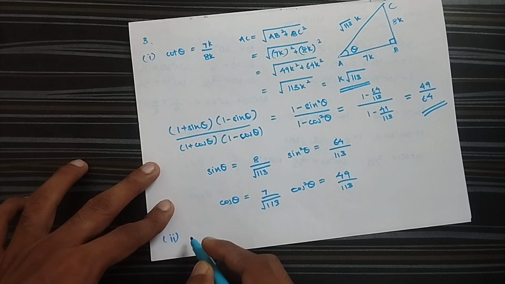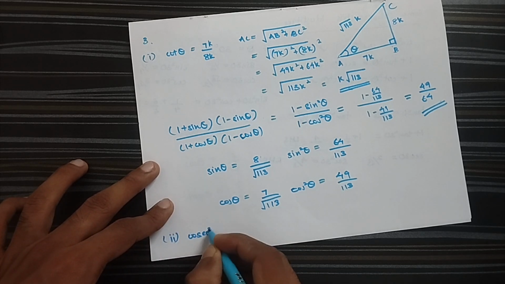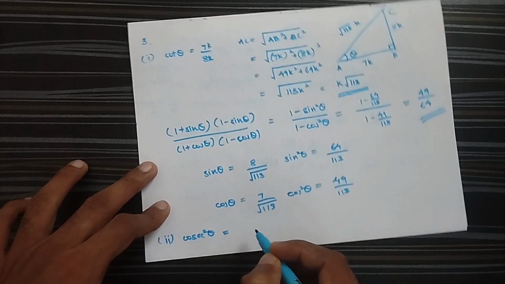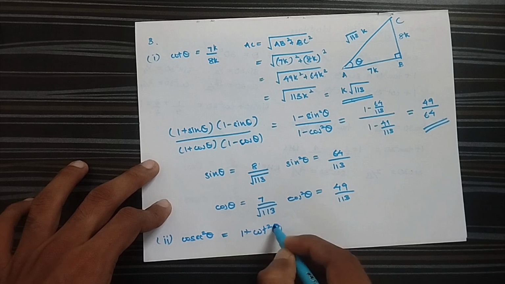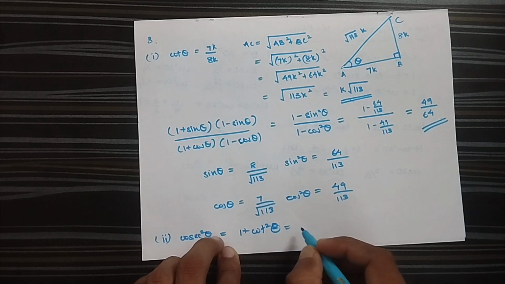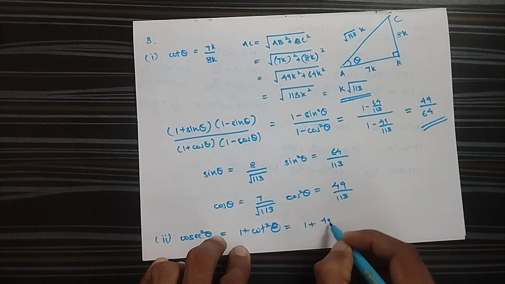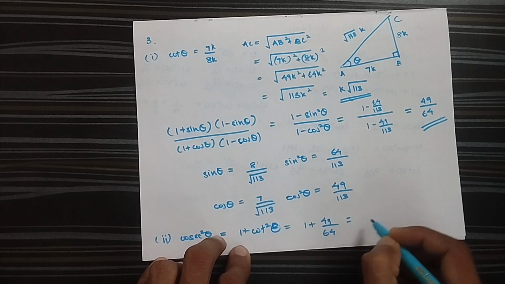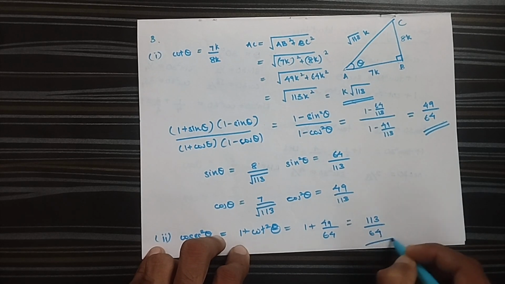Second sub question is cosec square theta. Cosec square theta, by the identity we know, is 1 plus cot square theta. And since we know cot theta is 7 by 8, since it's given, 1 plus 7 by 8 whole square is 1 plus 49 by 64, which would be 113 by 64 would be the final answer.